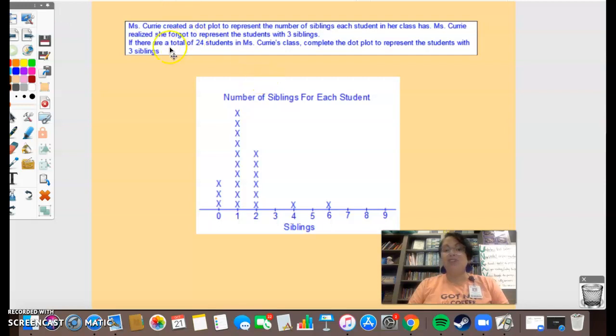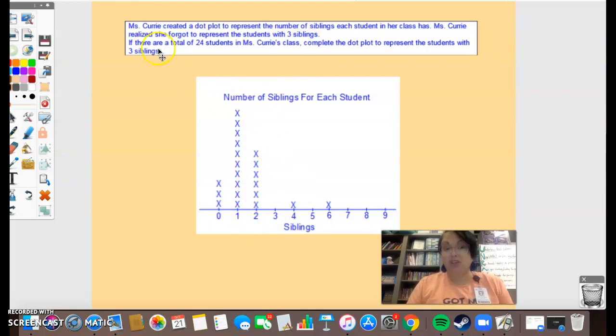So now they've given us some information up here that we have to put in a dot plot. And I like how instead of dots, they used X's. And that's fine. X's, dots, it all works out the same. So let's see. She realized she forgot to represent the students with 3 siblings. She totally forgot to include that data on her chart.